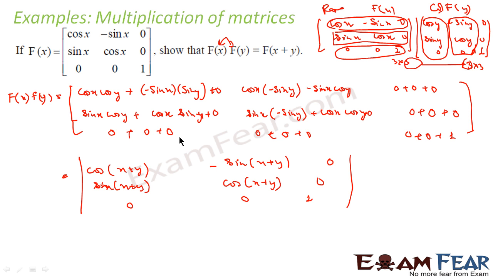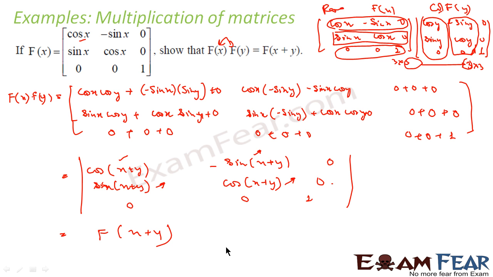Now, going back to the same problem, this, if you see, is nothing but my f of x plus y. How? f of x plus y is cos x plus y, minus sin x plus y, 0. Sin x plus y, cos x plus y, 0, 0, 0 and 1. So if you compare these two, this is nothing but f of x plus y, and that is what we were supposed to prove, and hence we prove this.